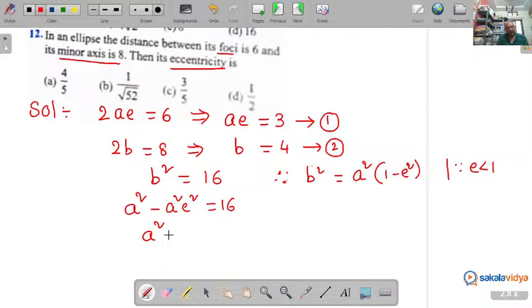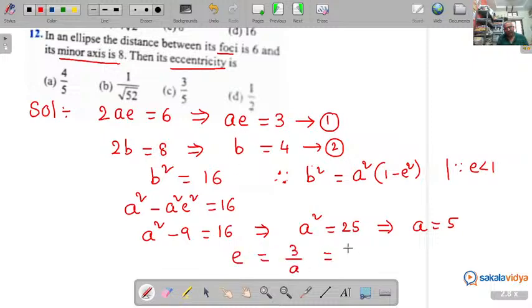Since ae is 3, a squared minus 9 equals 16. So a squared equals 25, and a will be 5. We need the e value. From equation 1, e equals 3 upon a, so that is 3 by 5. 3 by 5 is the eccentricity. So C is the right option. I hope you might have got an idea.